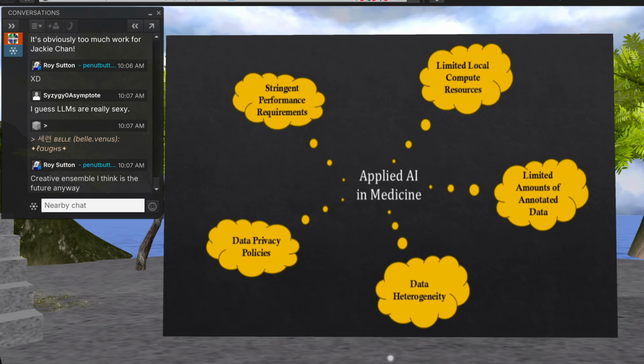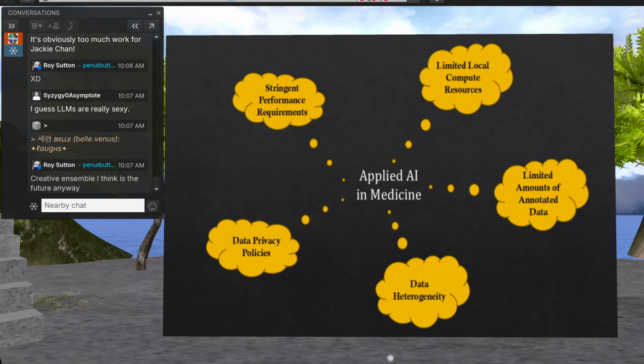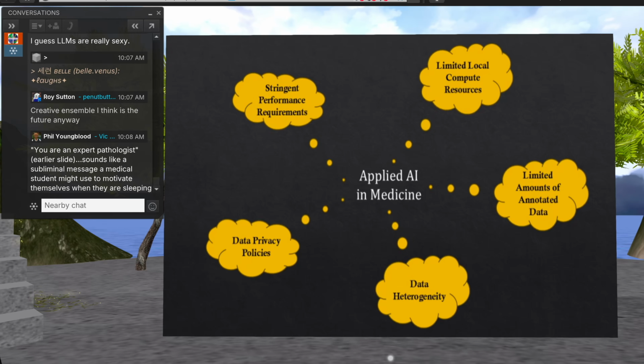We also work with limited amounts of annotated data. So let's say you're working on a rare tumor, like soft tissue tumors, which is my focus. That's a rare type of tumor, and then you get very limited amounts of data. We also struggle with things like data heterogeneity. Tumors, cancers themselves, the reason they're so hard to treat is because they are genetically heterogeneous. And so that's something we also struggle with.